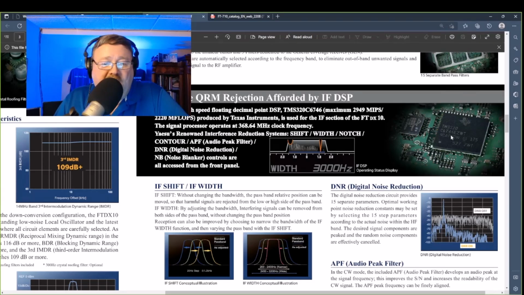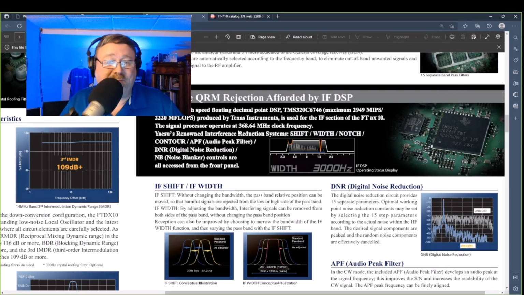And what happened was, a few months later, Yaesu released an update for the FTDX 101D and MP and put it up to the same level as the DSP in the FTDX 10. So thank you for that, Yaesu. Now, this one you may notice here in the center of the screen, this chip's clock speed is 368.64 megahertz, a little faster than the one in the FTDX 5000 MP.